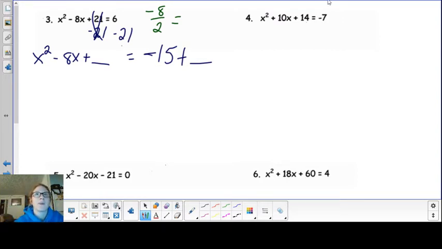Negative 8, we're up here in the green. Negative 8 divided by 2 is going to be a negative 4. Then I'm going to take that negative 4 and square it, which gives me a positive 16. Even though it's negative 4, I'm taking negative 4 times negative 4, which should be positive. So that 16 is going to go in my blanks.